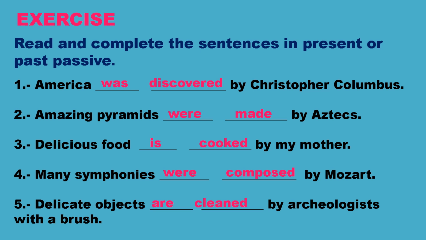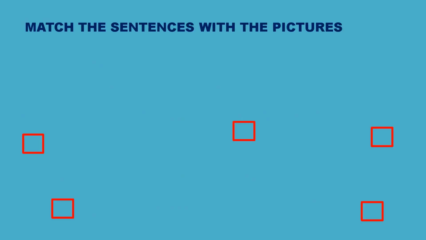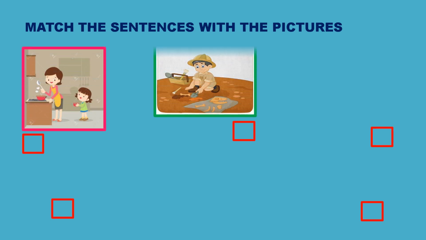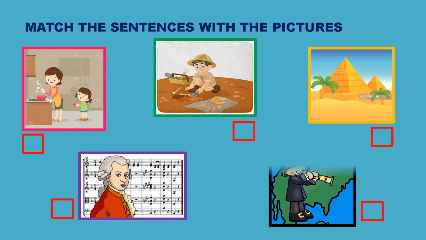Now let's check your memory. Match the sentences with the pictures. If you see, we have a picture about each sentence. Do you remember in picture 1, what was the sentence that talks about this illustration? Remember number 1, 2, 3, 4, 5? Yes, number 3. Very good.